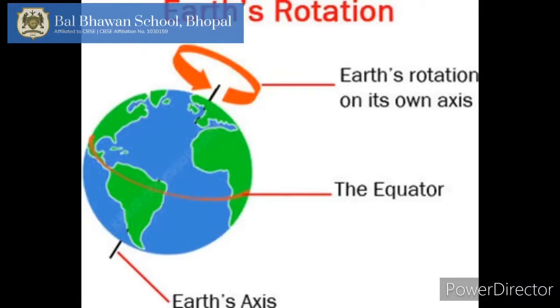Dear students, in this video you can see that earth is there. There is a red line which is indicating the equator. There is a black line at the top and the bottom, that is the imaginary line which is called the earth's axis. You can see the earth rotates on its own axis. So when at its fixed position, the earth starts moving from west to east, it is called rotation.